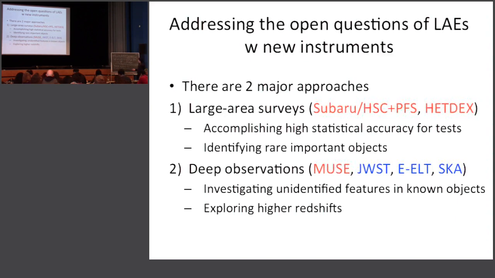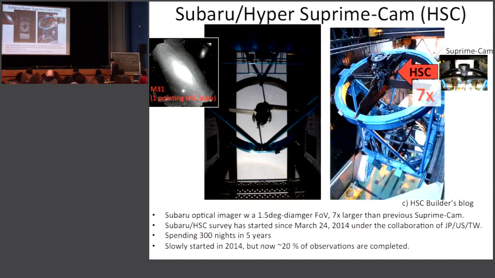I'm from the Subaru community, so let me start from Subaru. Subaru is known as a telescope with a wide field optical imager. Recently we got new technology, a new camera, Hyper Suprime-Cam, which has a field of view about 7 times larger than the previous wide field camera of Subaru, keeping the sensitivity high.